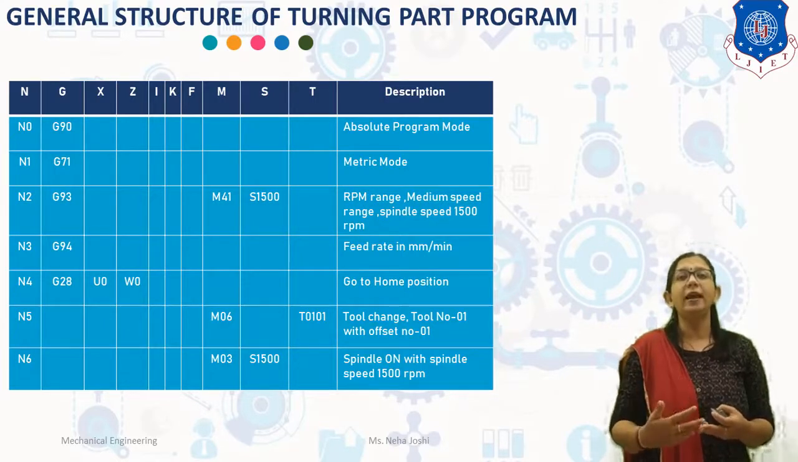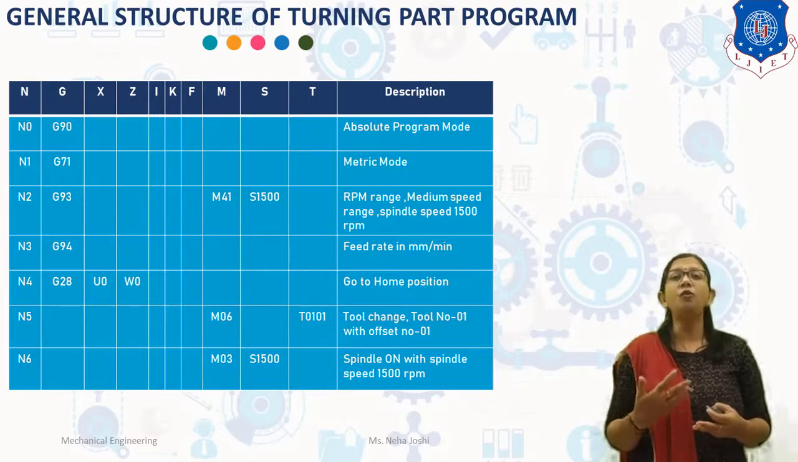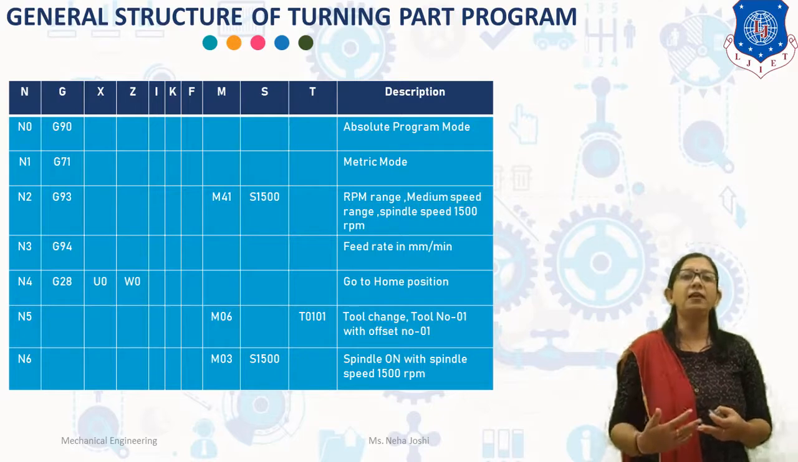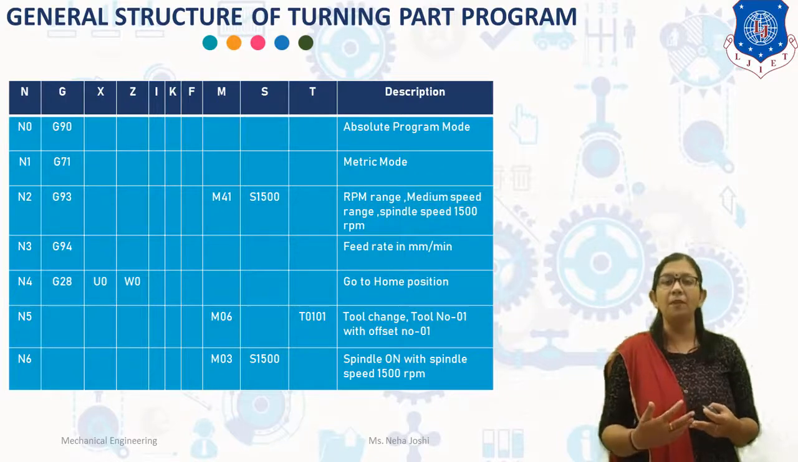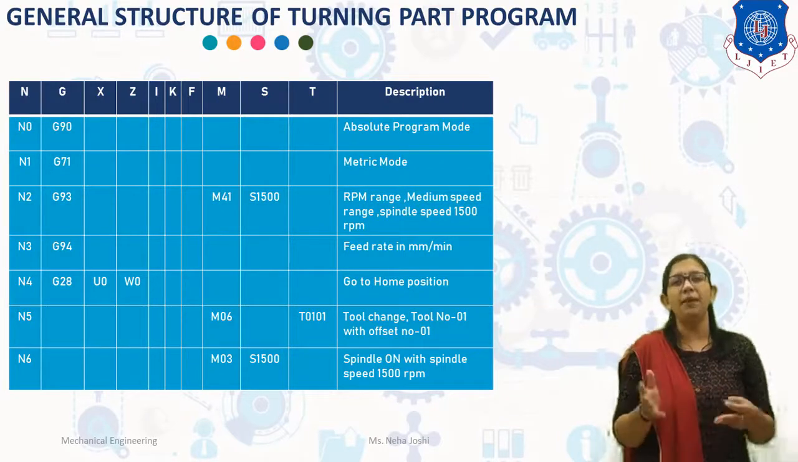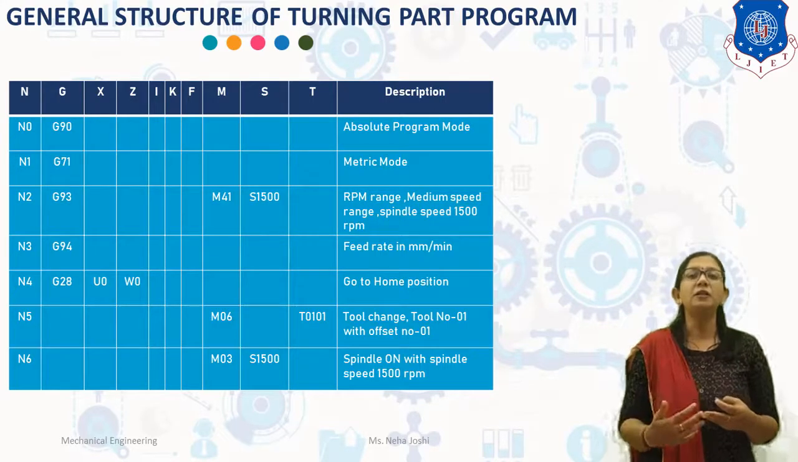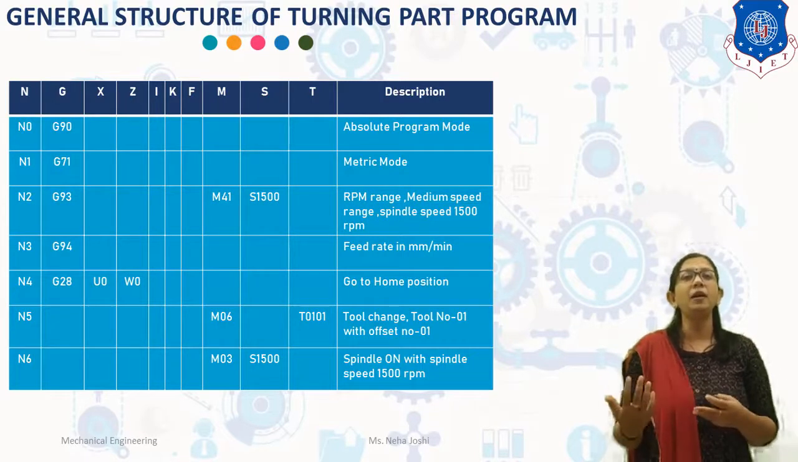Then next sequence is N2. G93 indicates range of spindle speed. M41 indicates medium speed range. S1500 indicates the spindle speed is 1500 rpm. According to your requirement or your part drawing, you will take the spindle speed. The next sequence is N3. G94 indicates feed rate in mm per minute.